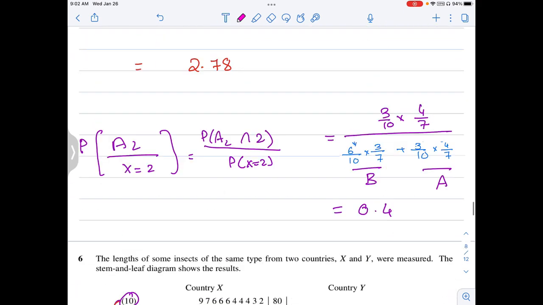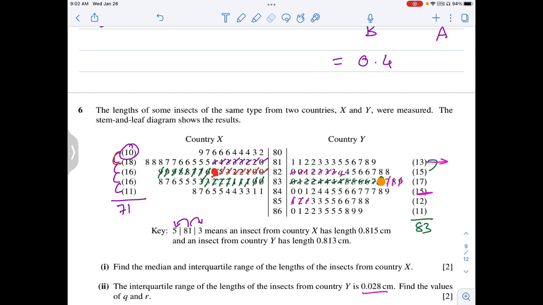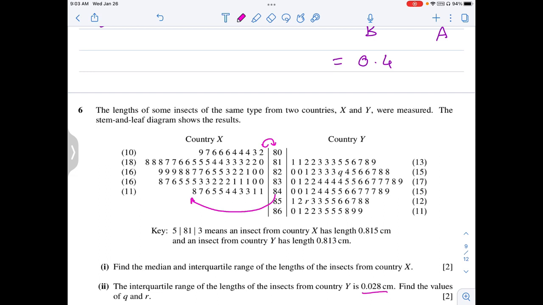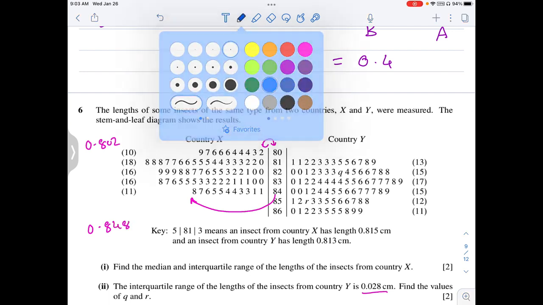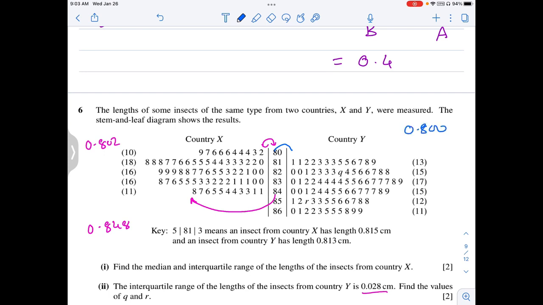So let me erase all this. In country X, the least number is 0.802 and the highest one is 0.848. In a box and whisker plot, remember that we have to have the 5-point data. What is that? The highest one and the least one. The least one is 0.802, and the highest one is 0.848. Over here in country Y, the least one is 0.800, and the highest one is 0.869.